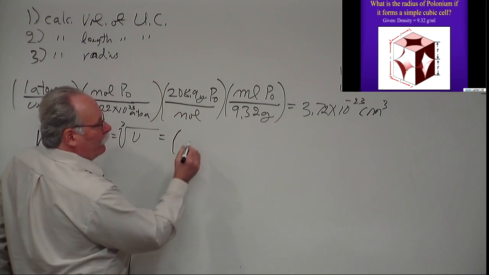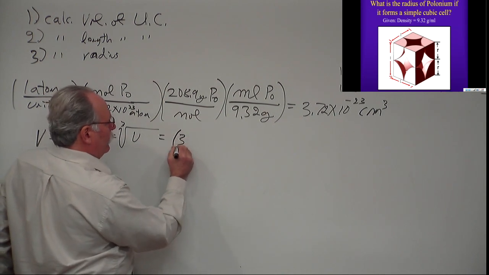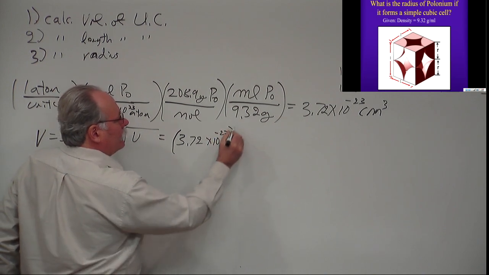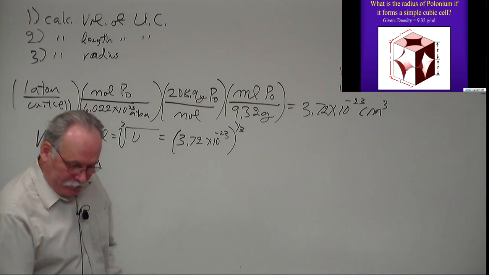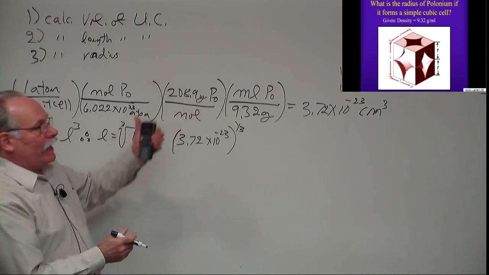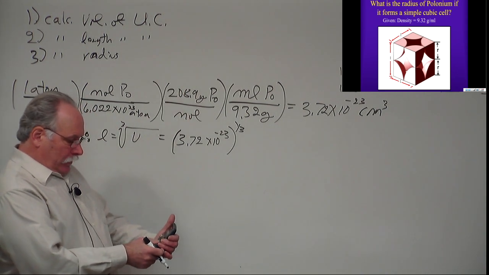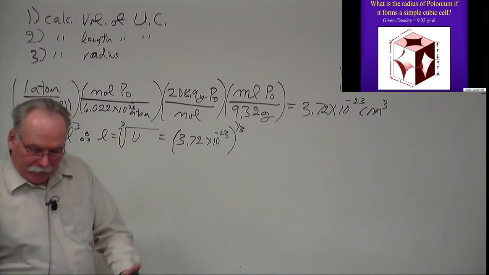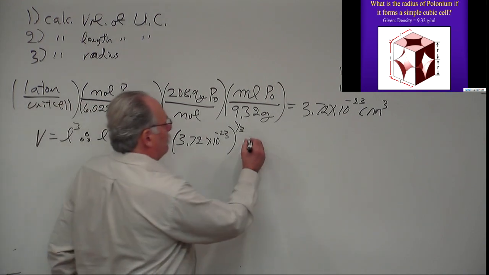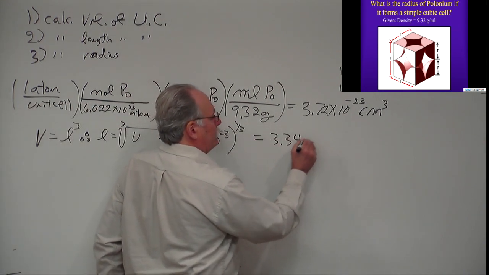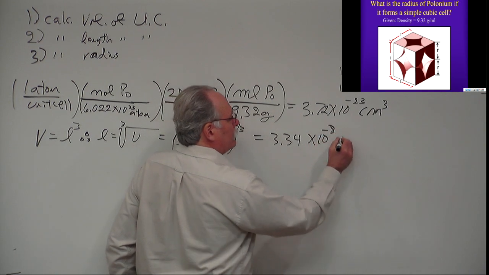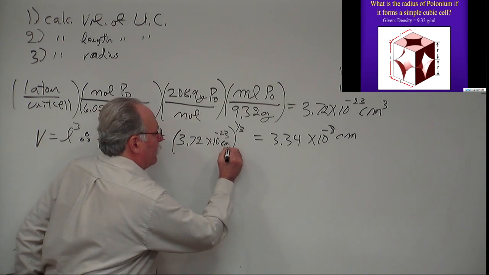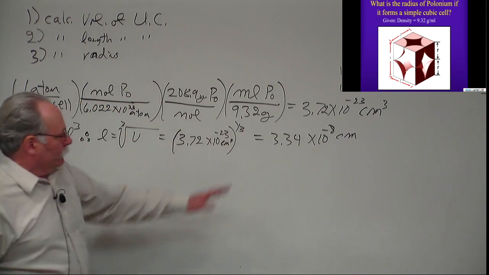Which is equal to, now I'm actually in the calculator going to do this to the power of 1/3, which is the same thing as cube root, so it's 3.72 times 10 to the minus 23 to the power of 1/3, which is the cube root. So I still have that value on my calculator, and I simply go y to the x 0.333333, a bunch of those, and I get 3.34 times 10 to the minus 8 centimeters. And remember that I should have centimeters cubed here. The cube root of centimeters cubed is centimeters.